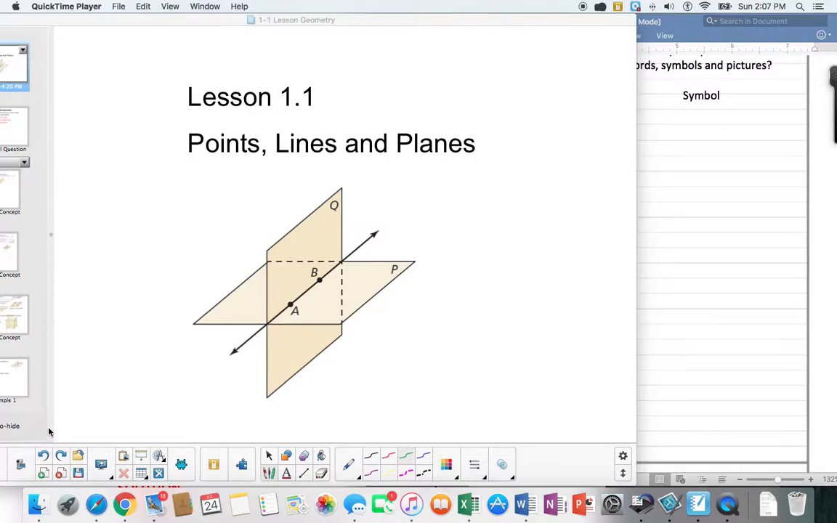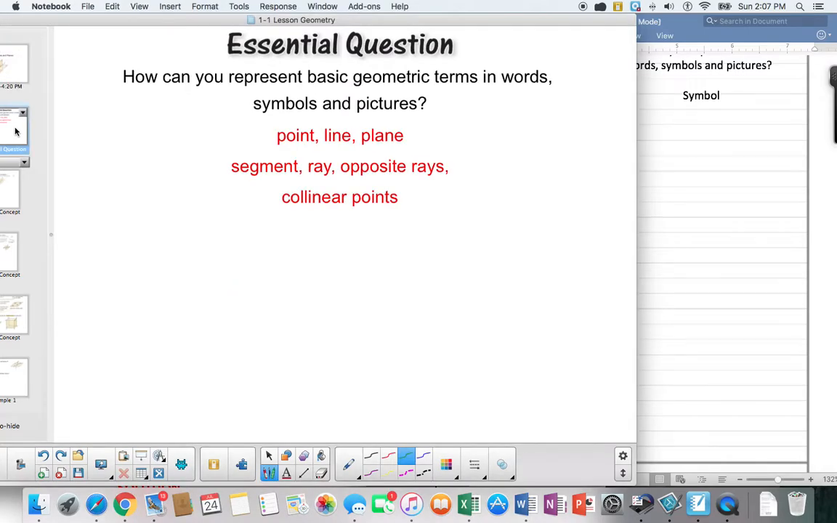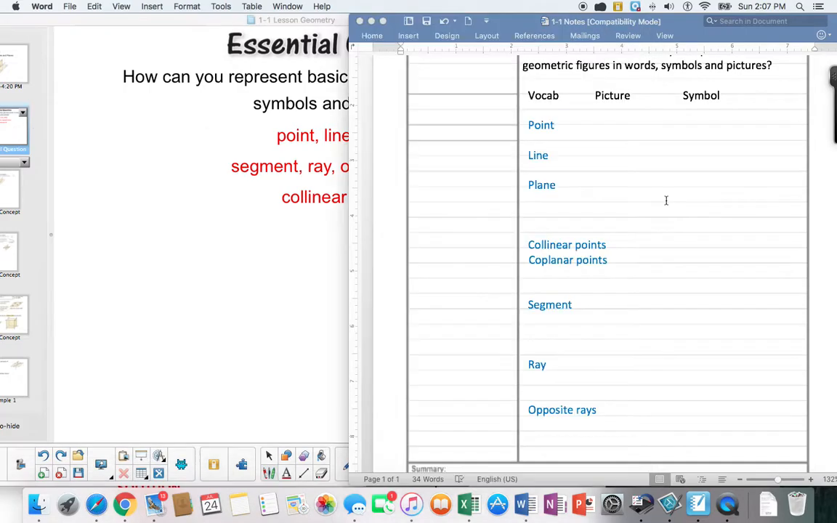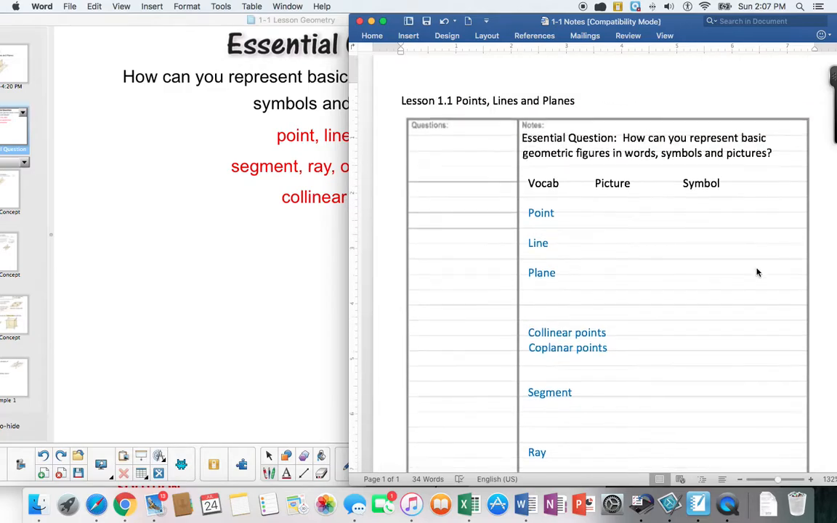Lesson 1.1, Points, Lines, and Planes. Our essential question: how can you represent basic geometric terms in words, symbols, and pictures? Take a minute to get your notebook ready.